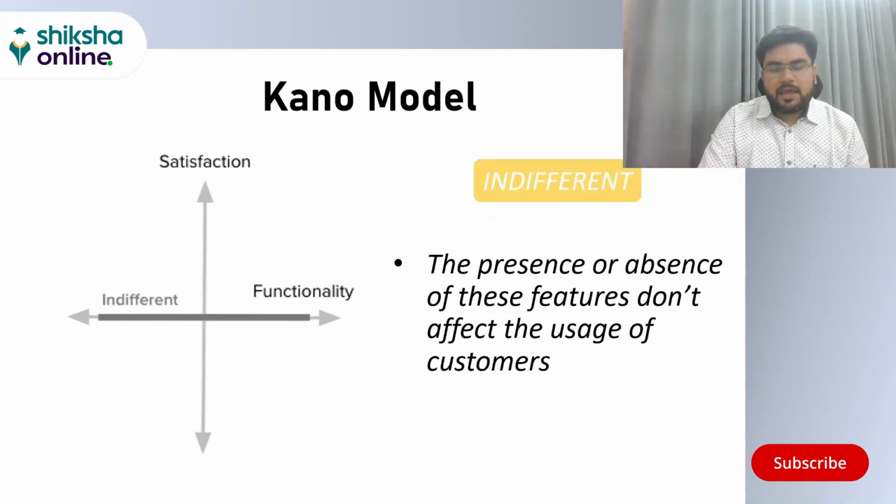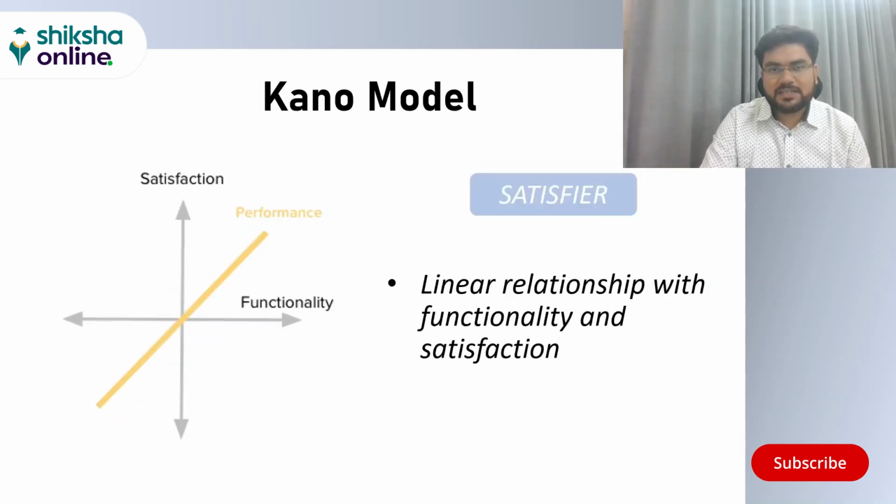And then come the indifferent features. These features are usually not paid heed to by the end users. They are not utilized too much, and these are basically the features in which money should not be put in by the product companies. The customers are usually indifferent to these features and they don't use them. So these are the four basic categories in which a Kano model helps to categorize the product features.